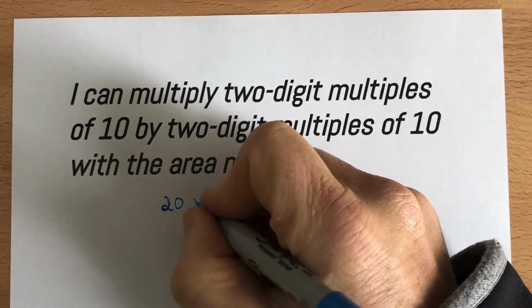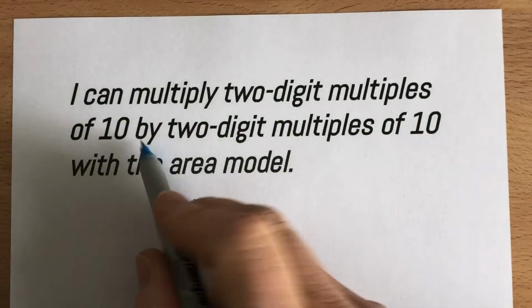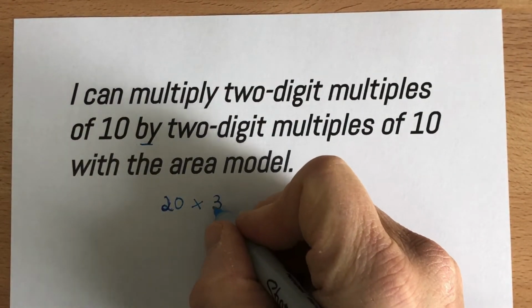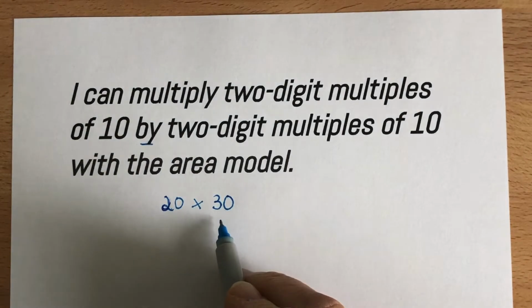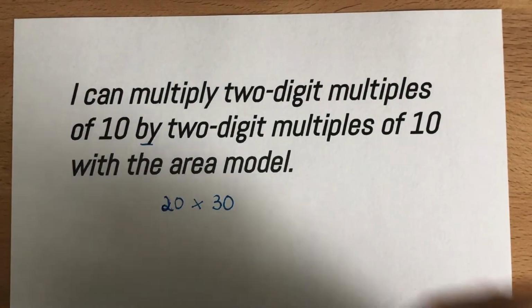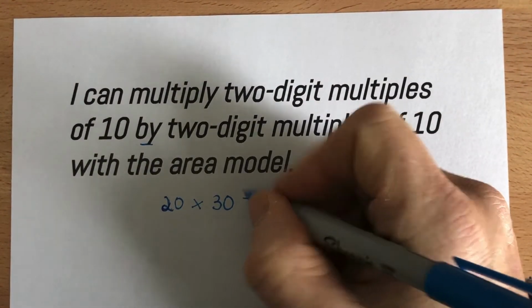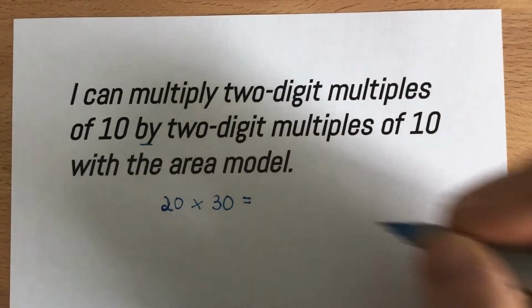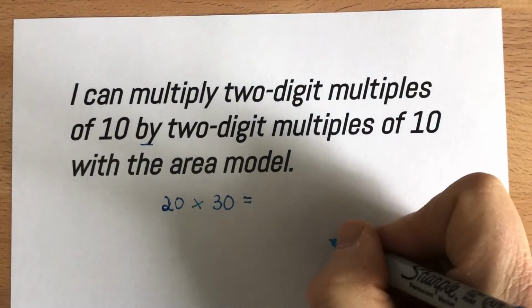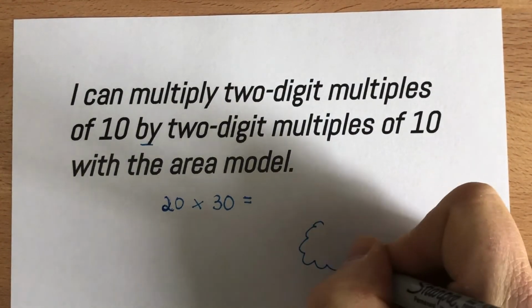And if I multiply that by another two-digit number, say 30, a multiple of 10, I can count by tens and land on 30, and it's got two digits in it. So 20 times 30. How would I do that quickly in my head? If you know what 2 times 3 is, you'll know what 20 times 30 is.